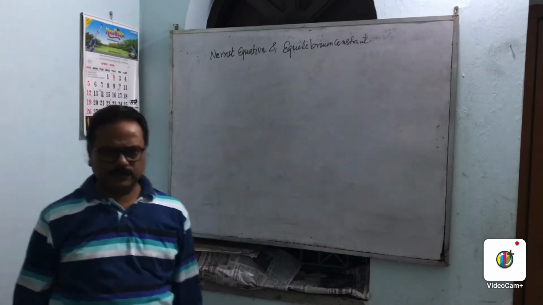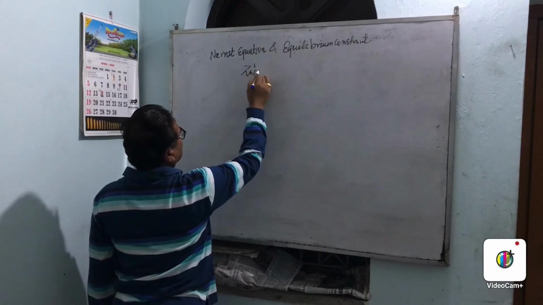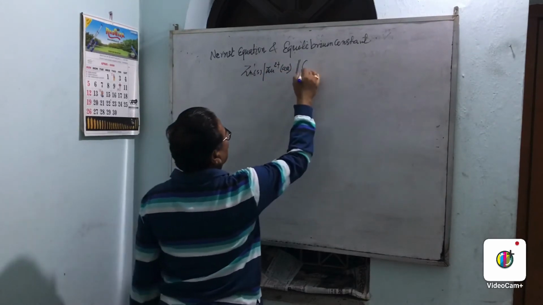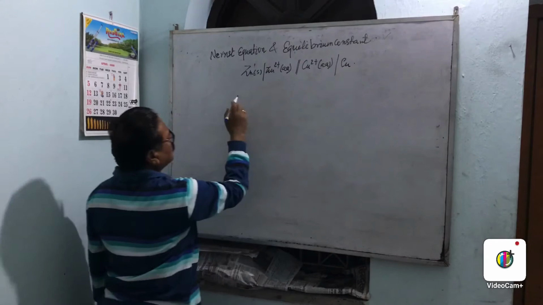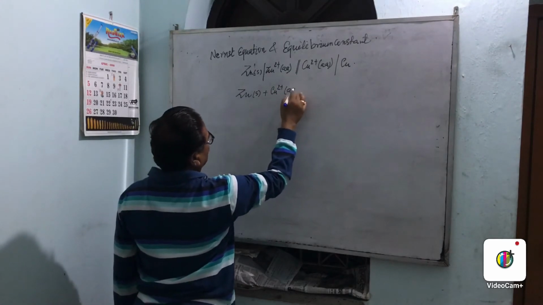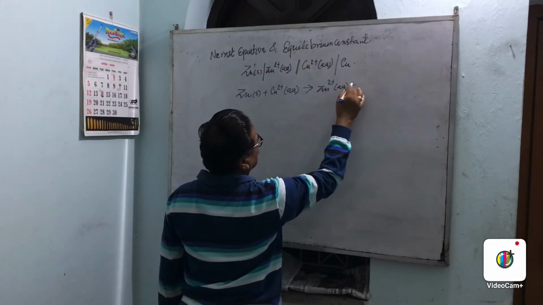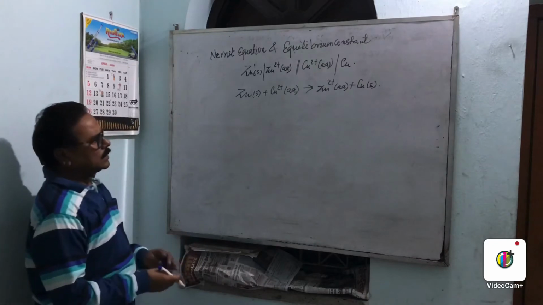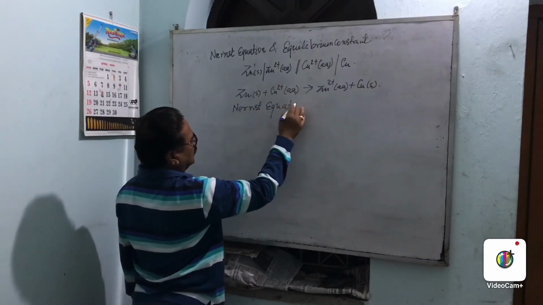Let me consider a cell, and that cell is in equilibrium. Consider a cell Zn solid, Zn2 plus aqueous, and copper 2 plus. This is a common example of the galvanic cell, and this one is copper. So the net reaction of this cell is Zn solid plus copper 2 plus aqueous is equal to Zn2 plus aqueous plus copper solid. So we write the Nernst equation for that cell.